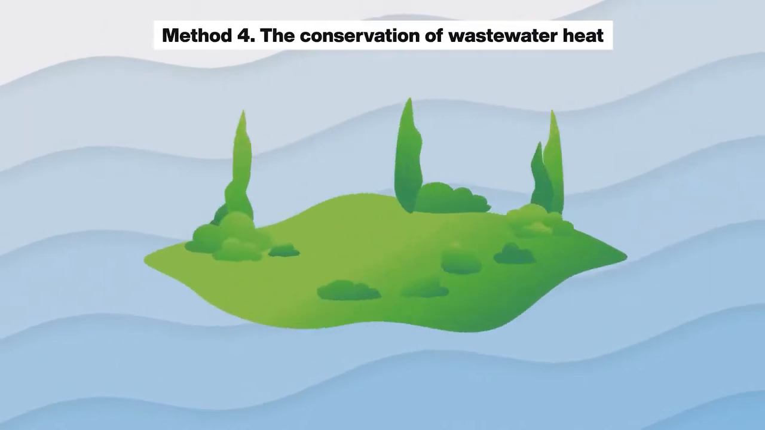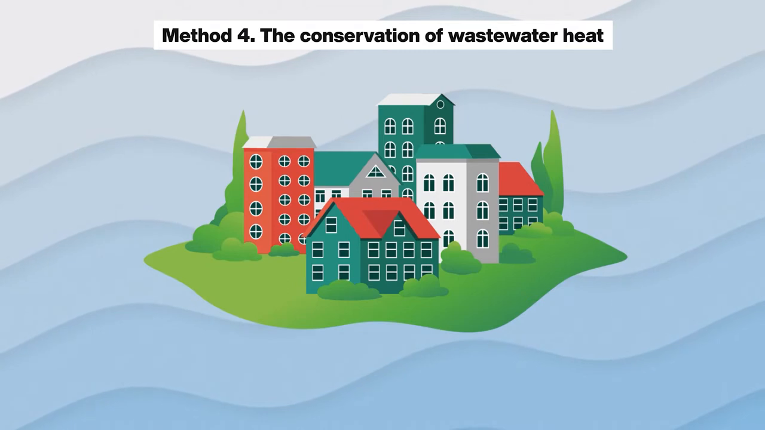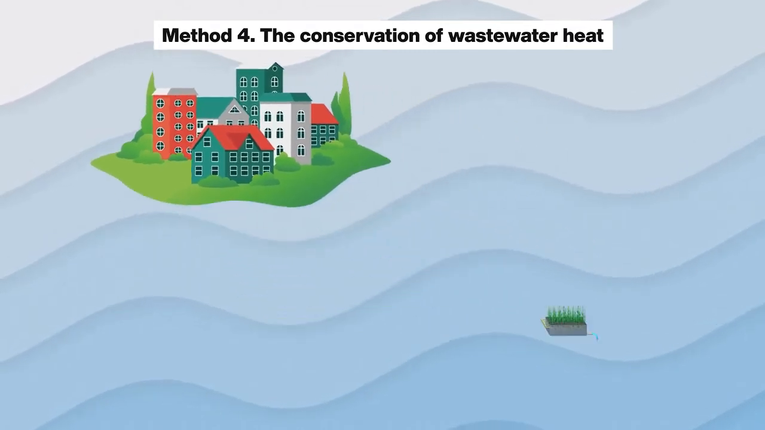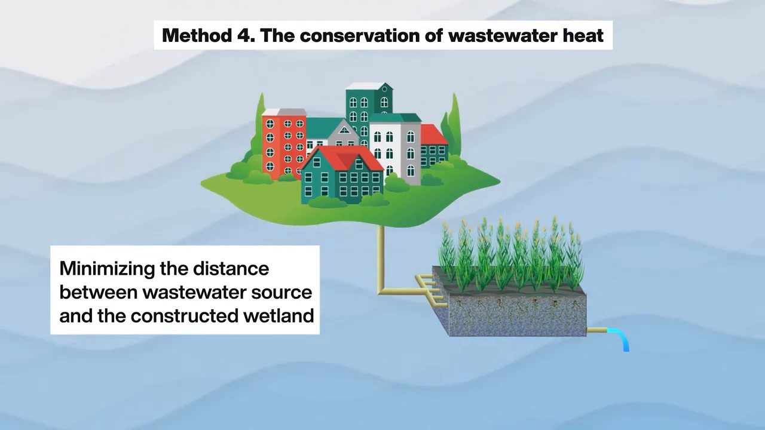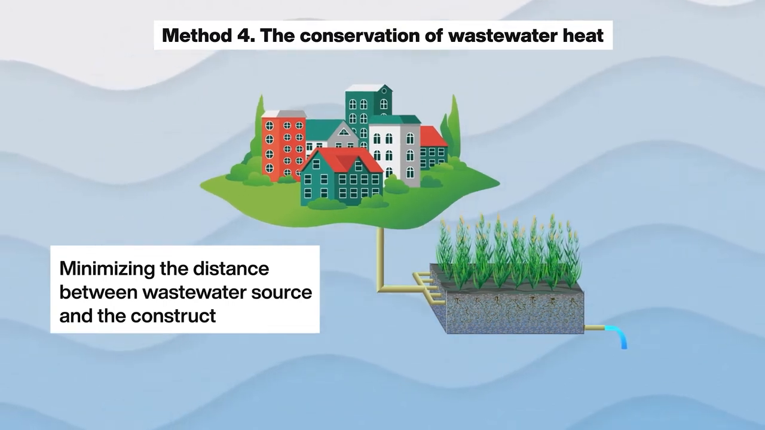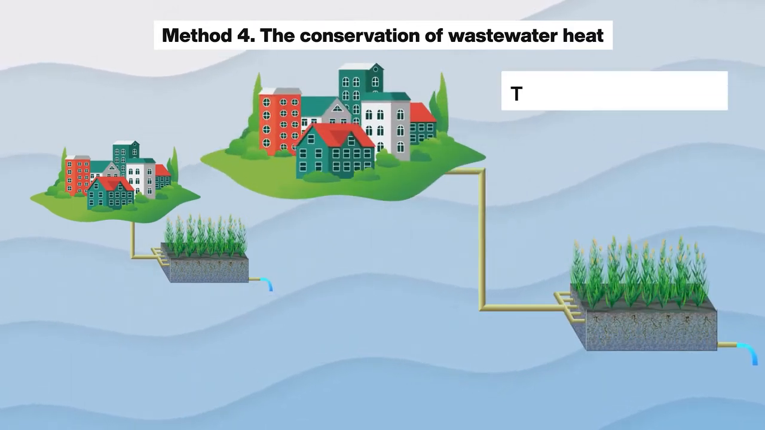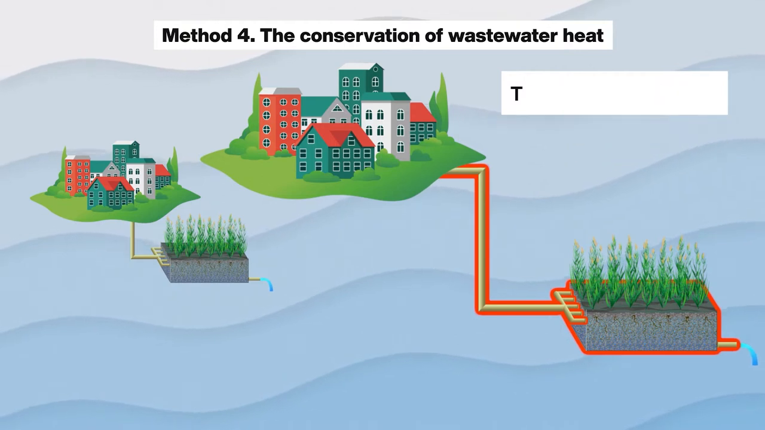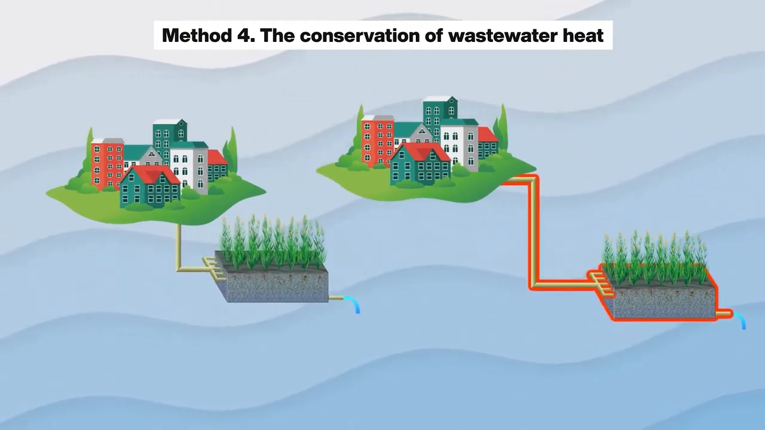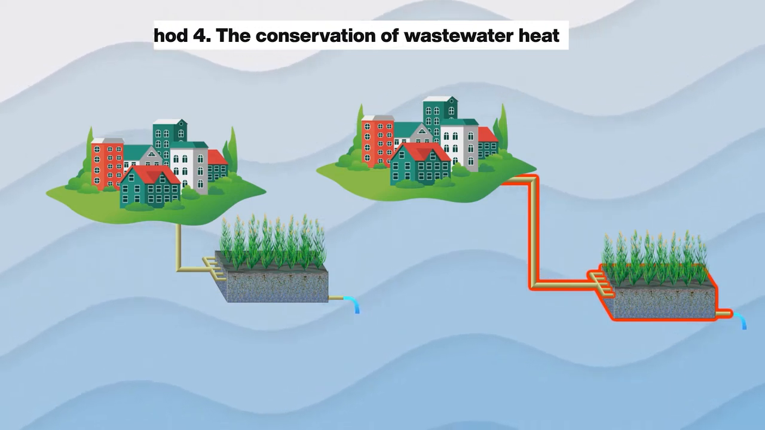And finally, the fourth method is based on wastewater heat conservation. Betsy, what are the ways to conserve heat? There are 2 ways. The first one is to construct a wetland in the closest vicinity to the wastewater source. The second is to insulate the wastewater pipes and wetland walls. And thus, by conserving the heat of the wastewaters, we increase metabolic rate of bacteria, which treat the water.